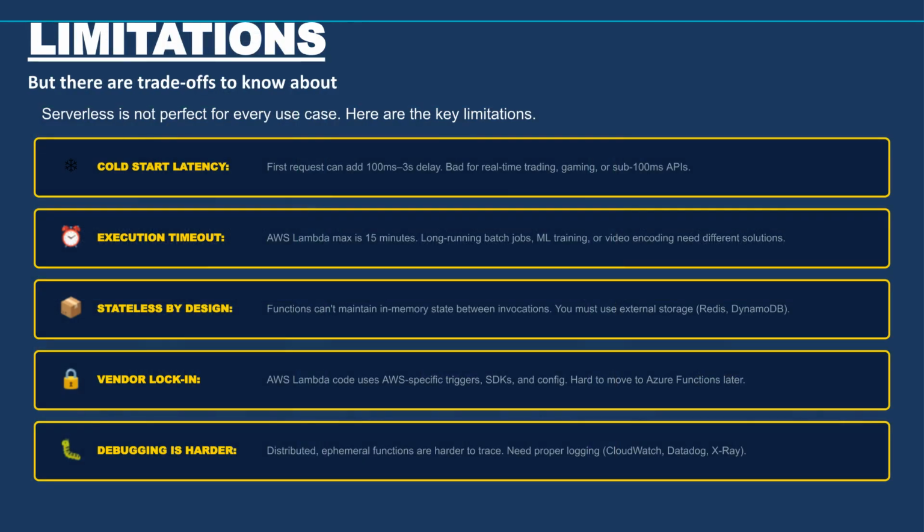However, serverless has limitations. These include cold start latency, an execution timeout of up to 15 minutes, stateless design requiring external storage, vendor lock-in to cloud providers, and harder debugging due to distributed, ephemeral functions.